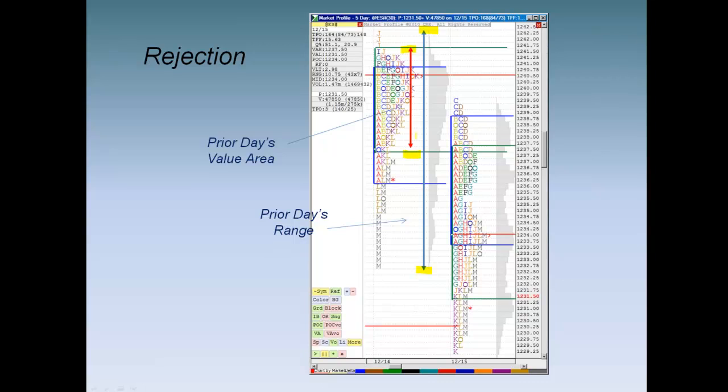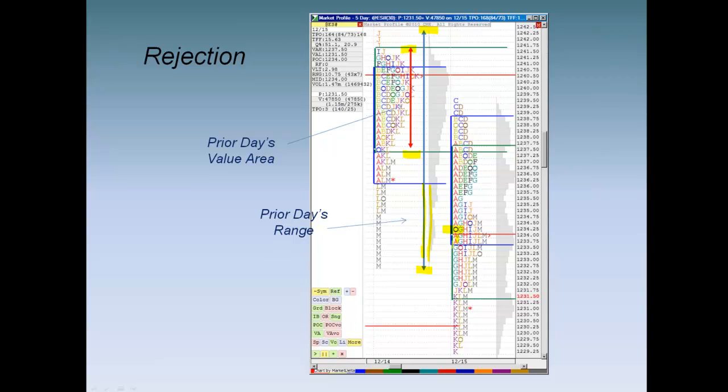Now let's take a look together at where we open. Once again, we open down here. So note, we are within the prior day's range, but we are outside the value, below the value area. Now, let's take a look at what happened in this case. If I were to ask you, just looking at A period, what type of open this was, it would be simply an open test drive.